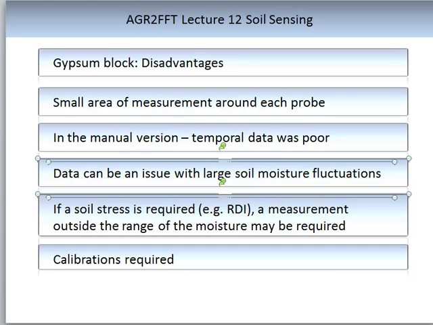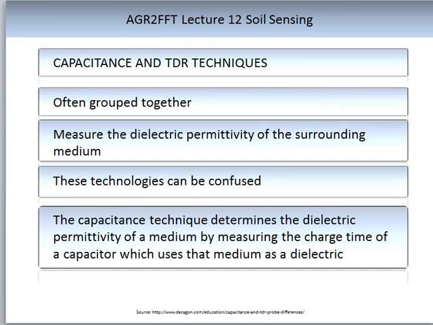If a soil stress is required, such as in viticulture where regulated deficit irrigation may be required, a measurement outside the range of the moisture may be required, which stops this sensor being able to be applied for such an application. This sensor can be at a disadvantage on sandy soils, and calibrations are required.